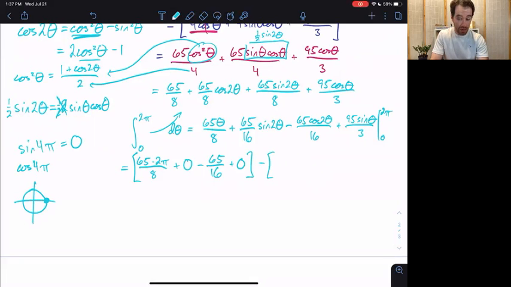Now we have to subtract the second one. Put in 0 for theta. The first term is a 0. Plus sine of 0 is 0 again. Minus 65 cosine of 0 over 16. Well, cosine of 0 is 1. So this is minus 65 over 16. Boom. And then plus 95 sine of 0 over 3. That is yet another 0.